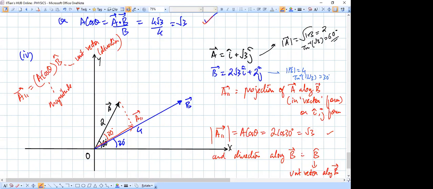So if we drop a perpendicular from A onto B, the magnitude of the component, A parallel, that is A cos theta, how much should it be? It should be the magnitude of A, which is 2, into cos of the angle between them, which is cos 30. So it should be root 3. Okay. Now the only thing is we have to express this component in vector form. When we express it in vector form, we call it the projection. Whereas when we express it in magnitude form, we just call it the component. So to express it in projection form, or vector form, we have to multiply the magnitude over here with a proper direction, or with a unit vector which gives a direction. Now what is that unit vector? It is a unit vector of B.